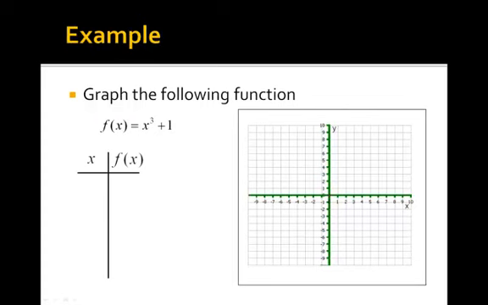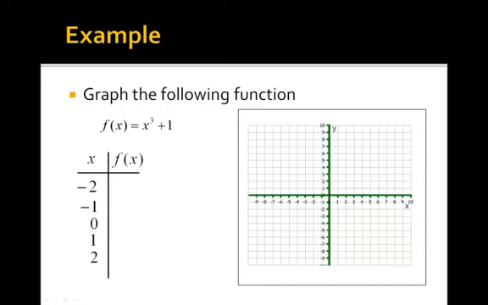Alright, let's put these ideas together and graph the following function. f of x equals x to the third power plus 1. For this one, I'm going to pick a whole bunch of different values for x. And again, I chose a few that were negative, a few that were positive, and I put 0 in there as well. For each of these, I'm going to take them and plug them in for x. So let's start with the first one.